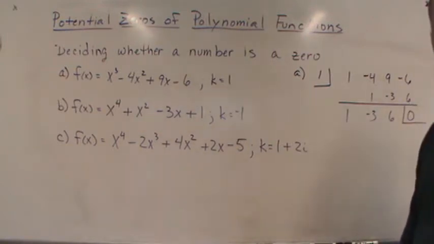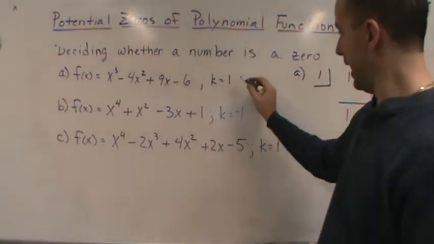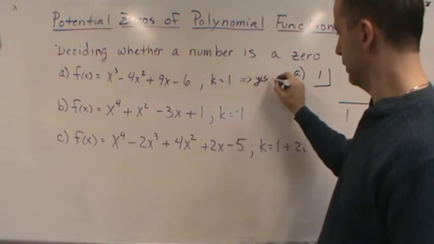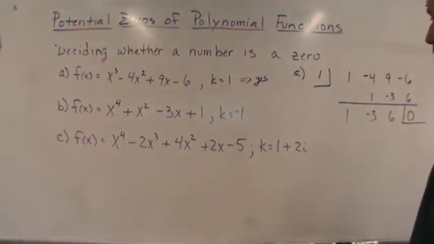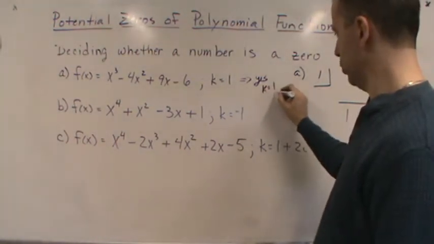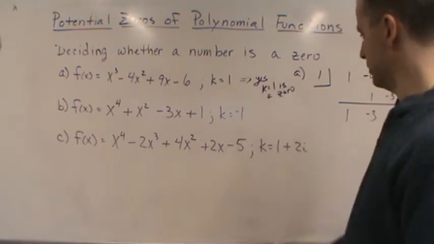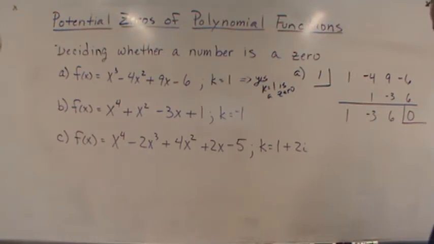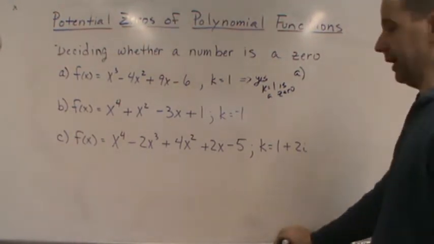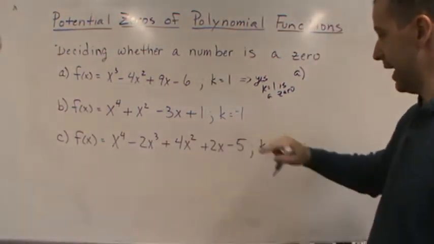And so look at that, we get 0. So that means k is a zero. Yes, k equal to 1 is a zero. That was pretty easy. Okay, now let's do the next one. So now we're going to use this polynomial with this k value.